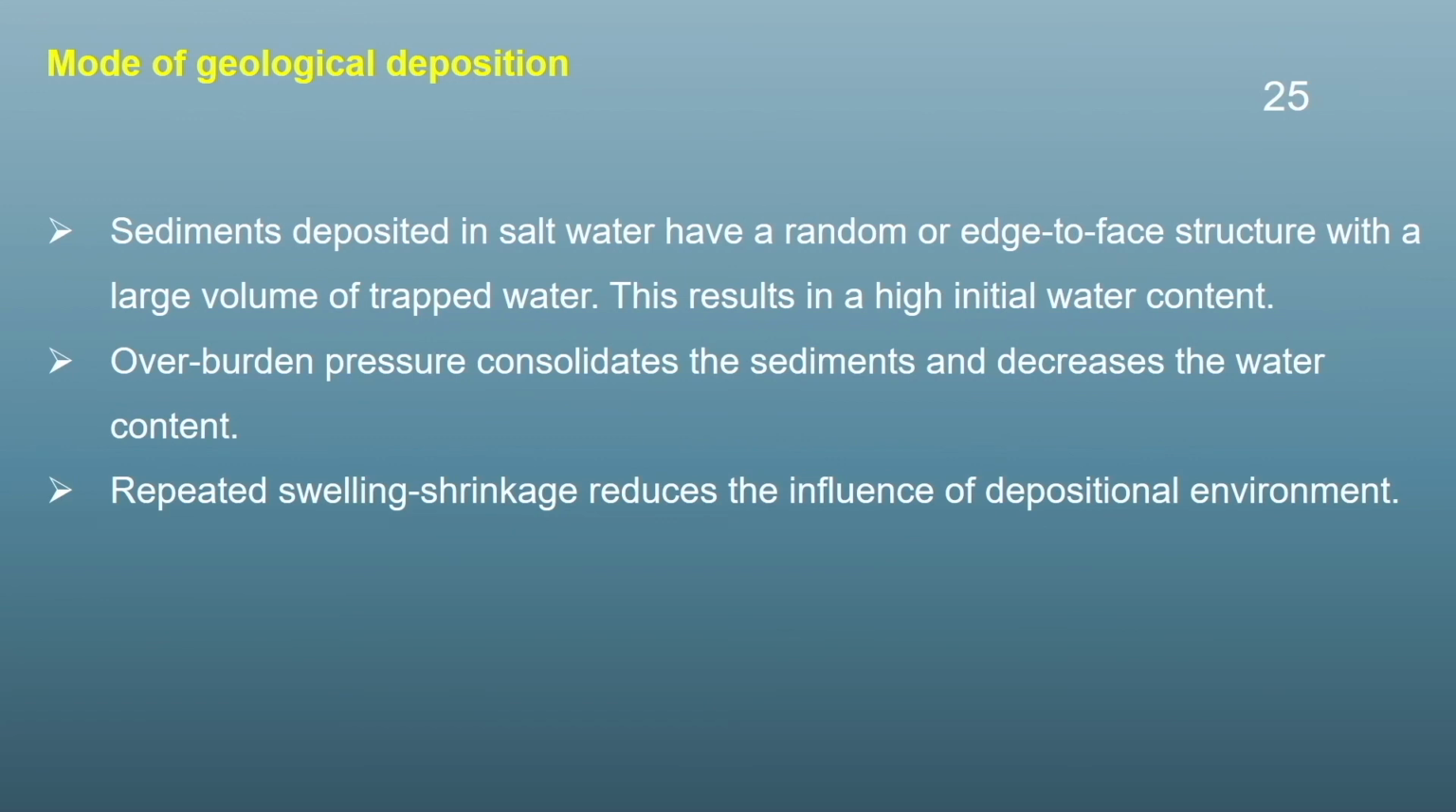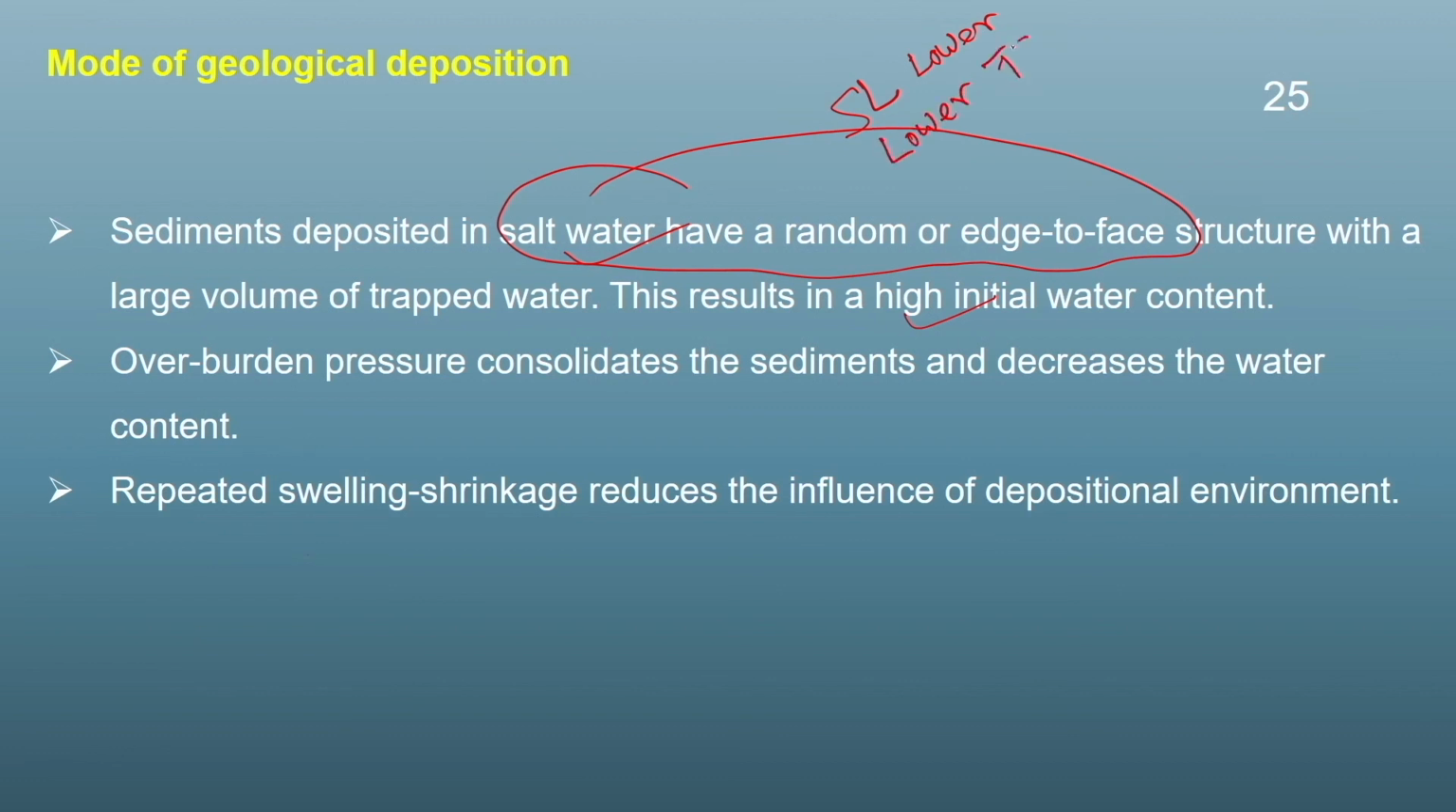The next factor is the mode of geological deposition. The soil which is deposited in salt water will have a random or edge to face structure with a large volume of entrapped water. This results in a high initial water content, and the overburden pressure also consolidates the sediments and decreases the water content. When repeated swelling and shrinkage occurs, the effect of this geological deposition changes. Therefore, soil deposited in salt water, with more edge to face structure, will have a lower shrinkage limit and a lower total shrinkage.